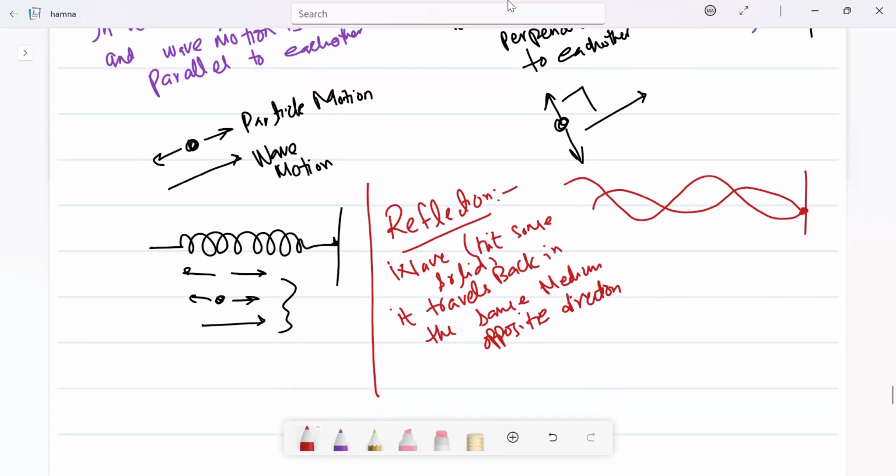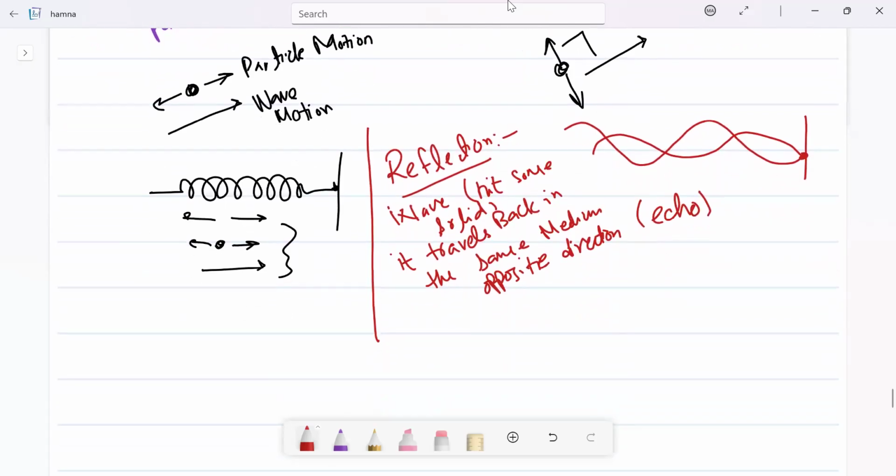Echo हम लोग आगे जाके पढ़ेंगे sound के अंदर. Echo is sound. Echo से you must be familiar when we hear our own sound. If the space is very open, the room is completely empty, if we say something we hear ourselves back, that's echo. Echo क्यों produce होता है? Because sound reflects back to us.